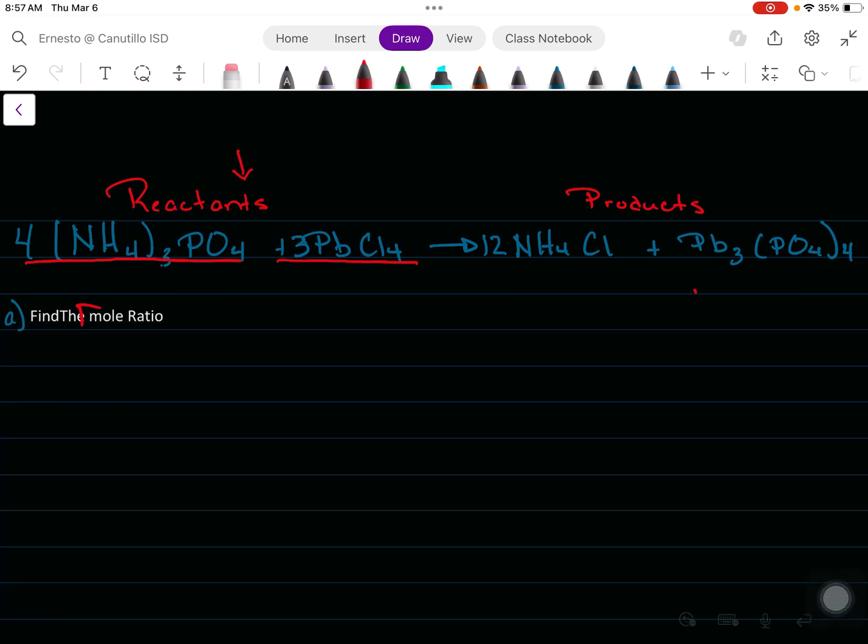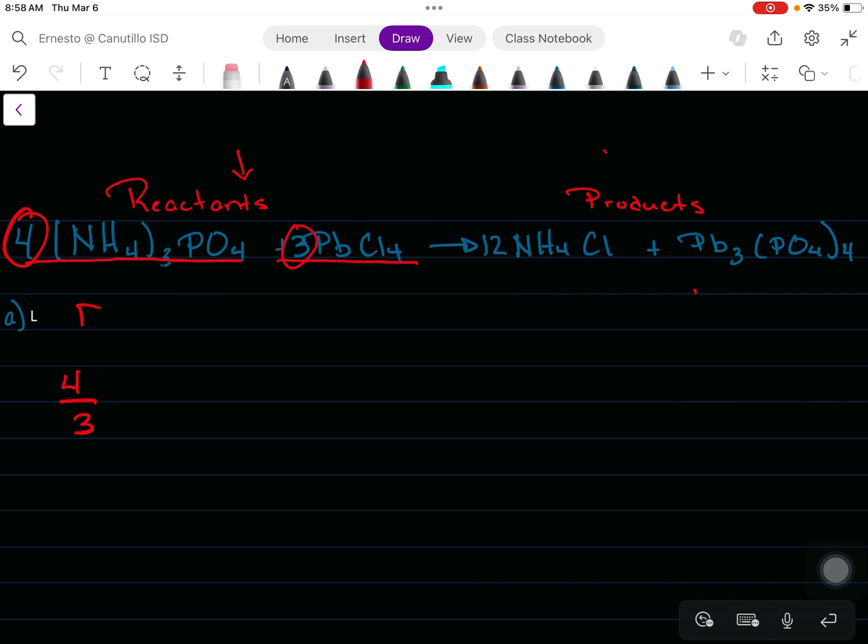Okay. Now, the mole ratio is easy. The mole ratio is just looking at the ratio that exists between the coefficients of a balanced chemical equation, but specifically those compounds. So the easiest way to do it is to say the mole ratio is the fraction between this compound and this compound.